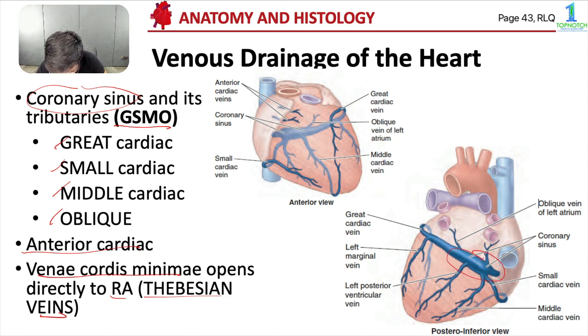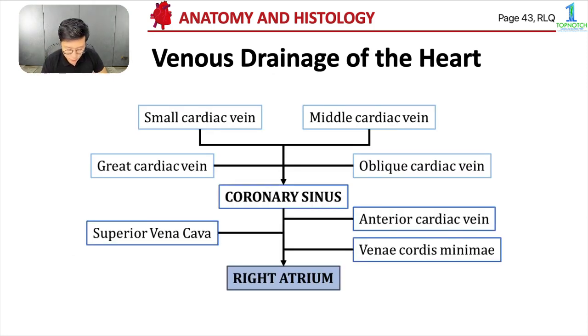So here you have the coronary sinus, you have your small cardiac vein, your middle cardiac vein, and here your great cardiac vein. So this slide shows a simplified diagram of the venous drainage of the heart. So you have your G, S, M, and O draining into the coronary sinus, your coronary sinus, anterior cardiac vein, venae cordis minimae, and your superior vena cava drain into the right atrium.